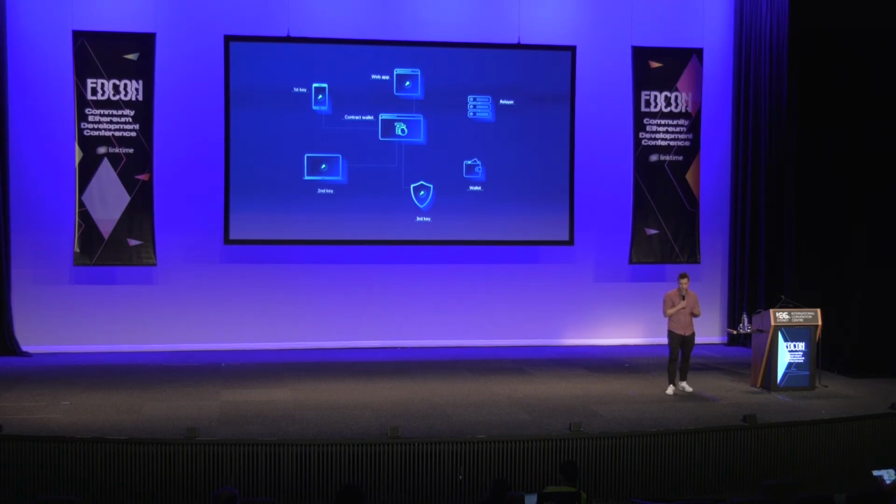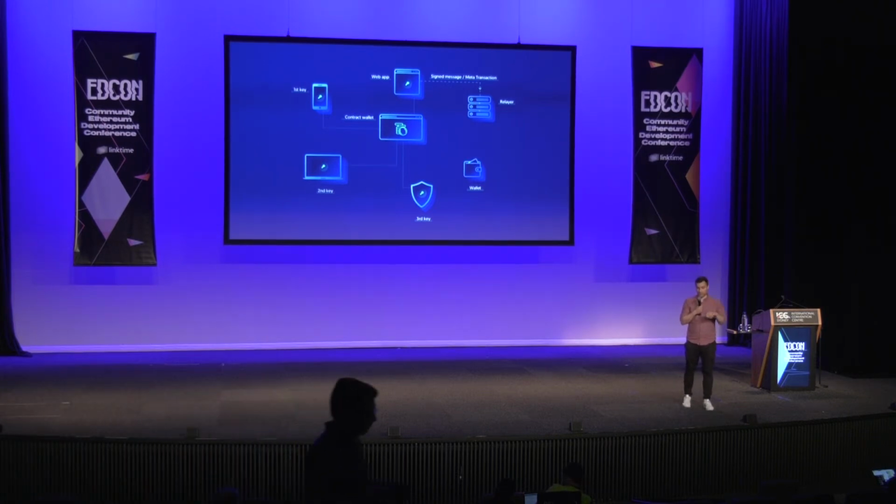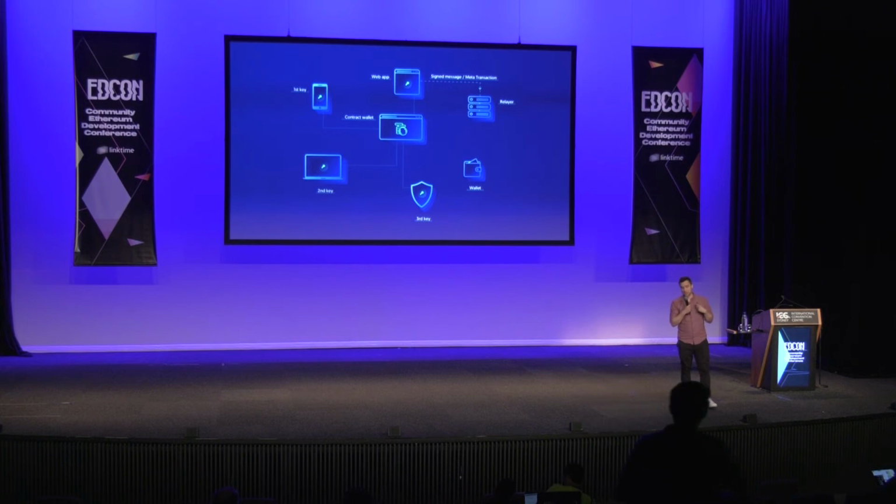So what happens? I'm going to the web application. I want to buy a CryptoKitty. So what I do is I trigger a meta transaction, or sign a message to the relayer, stating the intention that I would like to do a transaction. What the relayer does, it wraps it into a normal Ethereum transaction and pays for it.